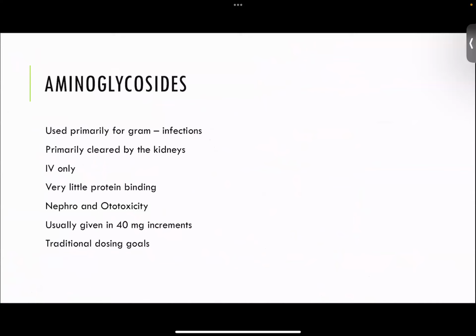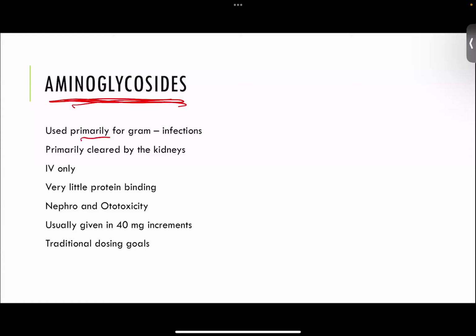Aminoglycosides. What time is it? Okay, aminoglycosides. So we're going to shift gears now. We're talking about another group of drugs. What kind of killers are aminoglycosides? These are the concentration dependent killers, right? These are the ones that need the high Cmax to punch it out.